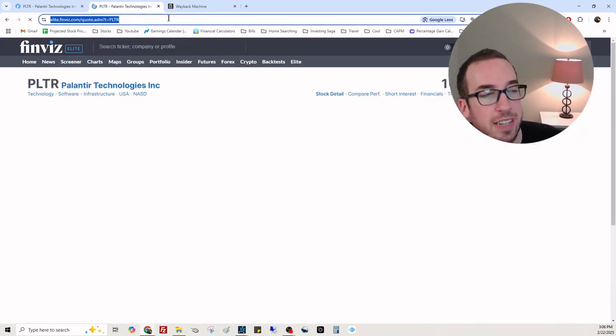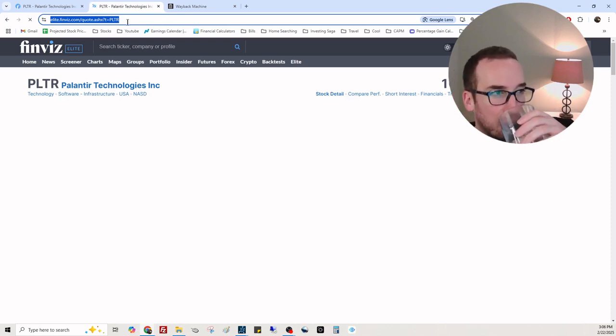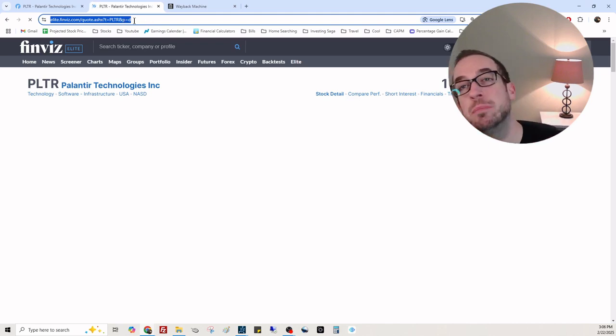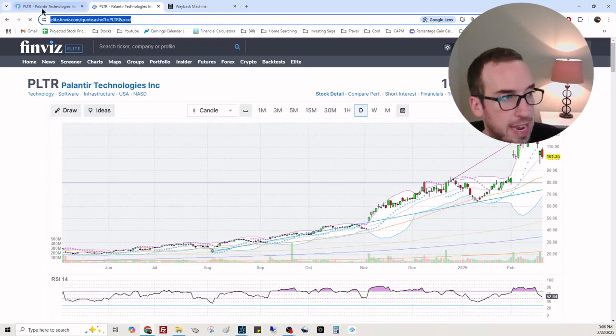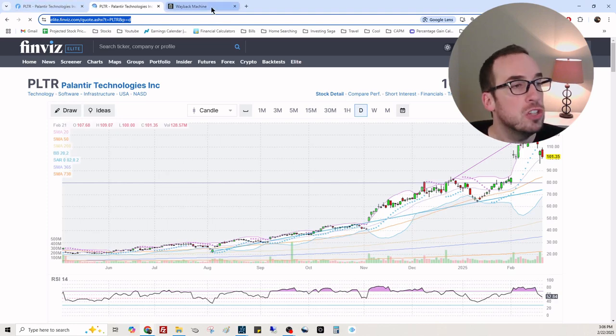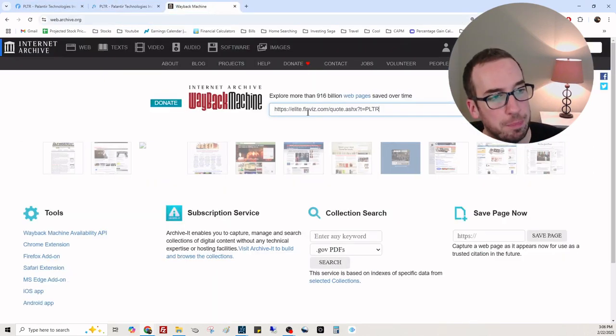In a couple seconds, it dynamically changes to the period of the chart. So you can see it hasn't changed yet. I'm going to drink some water. P equals D, period equals day, daily chart. So we have our URL.